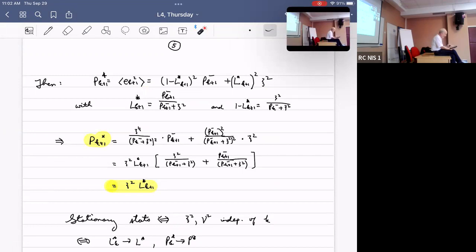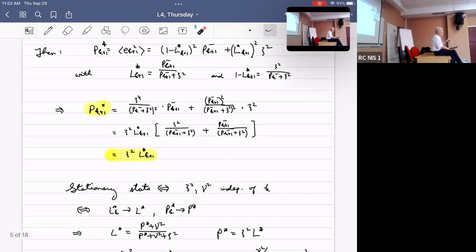And so then we get, in the end, going through some algebra, that P k plus one is actually just C squared times L k plus one star. So there's an optimal value of the gain, which can differ at different times. That's why it's indexed by k. However, if you keep iterating this, and if your system is stationary in the sense that the statistics are independent of time, then it will go to a steady state value.